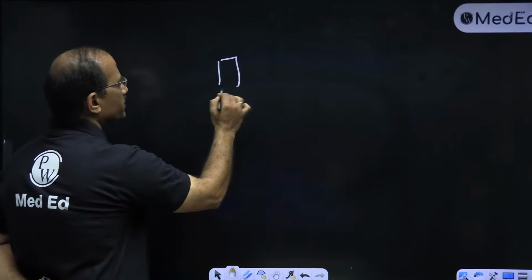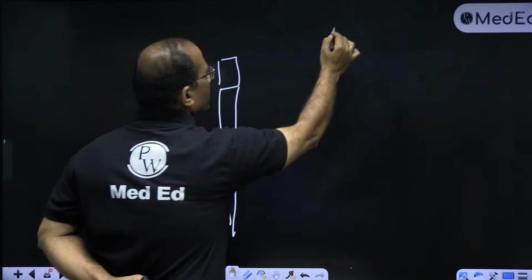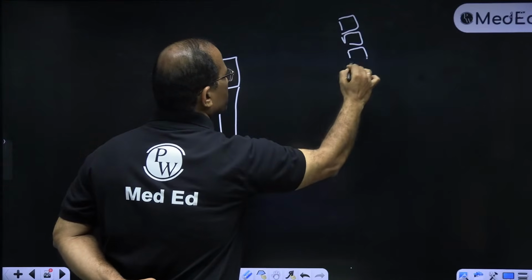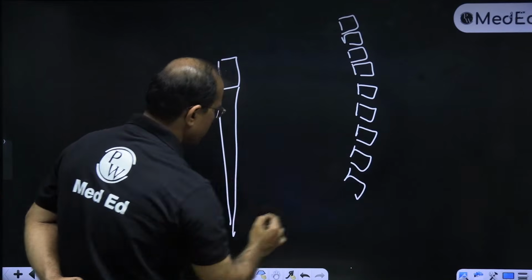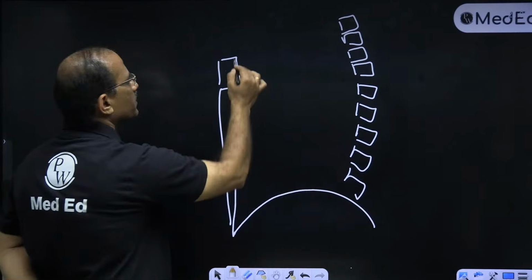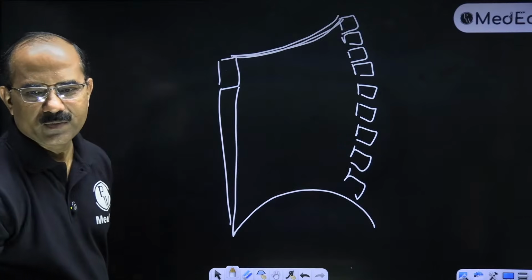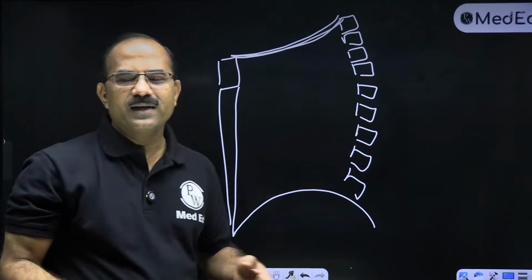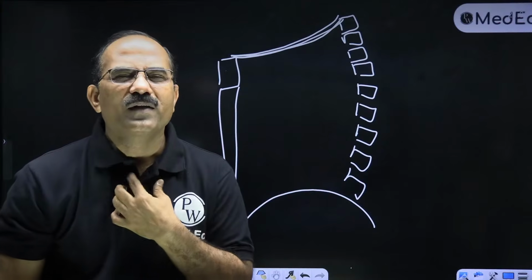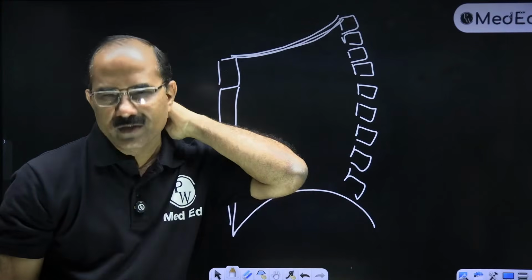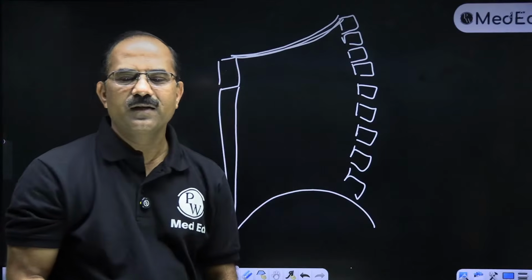This is the sternum. This is the manubrium sterni, that's the body of the sternum. These are the thoracic vertebrae. This is the diaphragm. These are the ribs. What is this area known as? Thoracic inlet. What is in the thoracic inlet? In front is the sternum, the manubrium sterni, behind is the T1 vertebra, on both sides there are ribs. That is the inlet of the thorax.